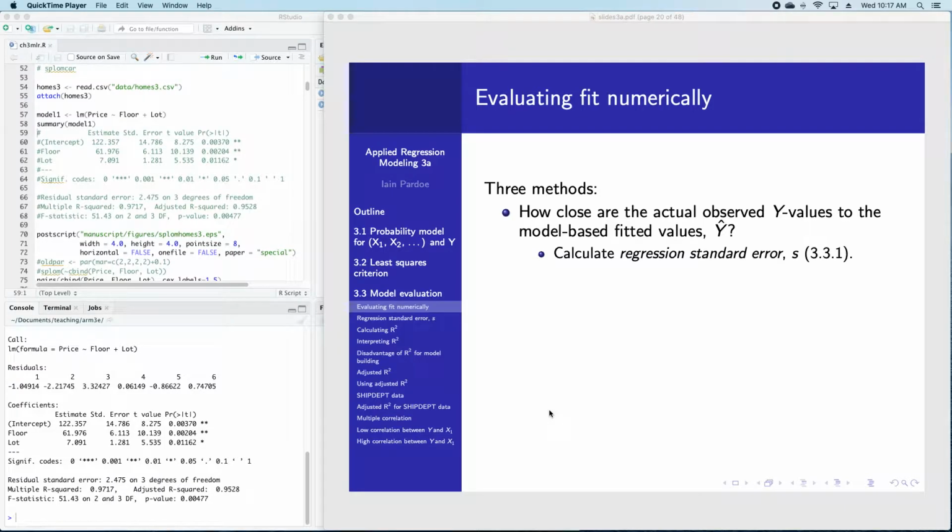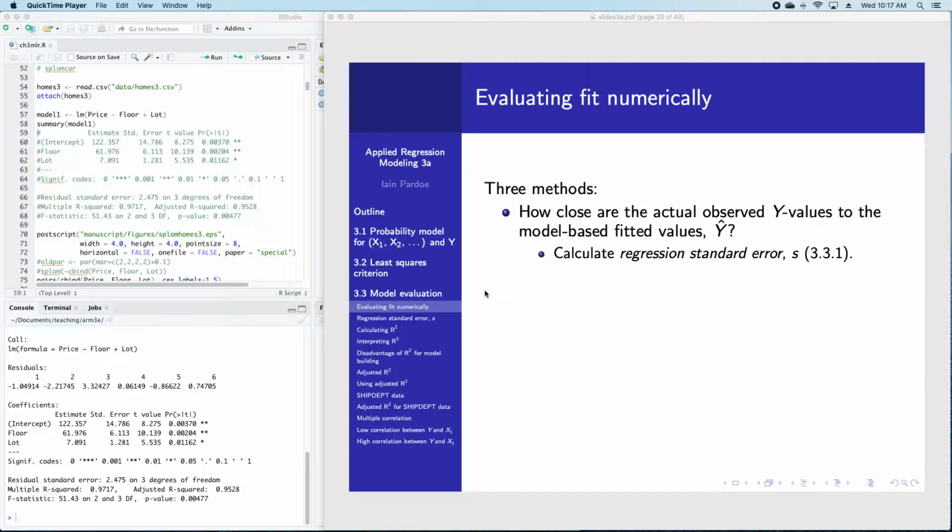In the last video, I talked about using least squares to estimate the multiple linear regression model. In the next few videos, I'm going to cover some methods for evaluating the fit of that model numerically. Just as in simple linear regression, we're going to break it down into three different methods.